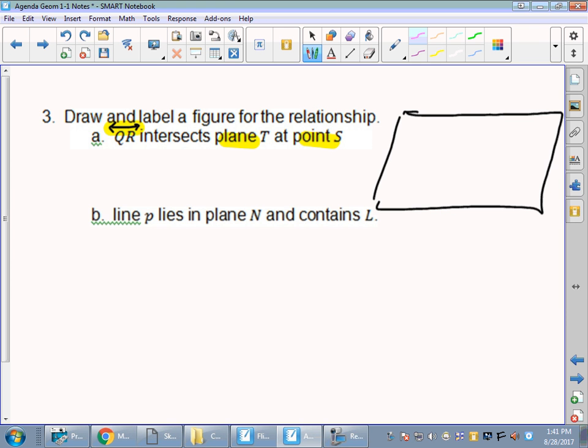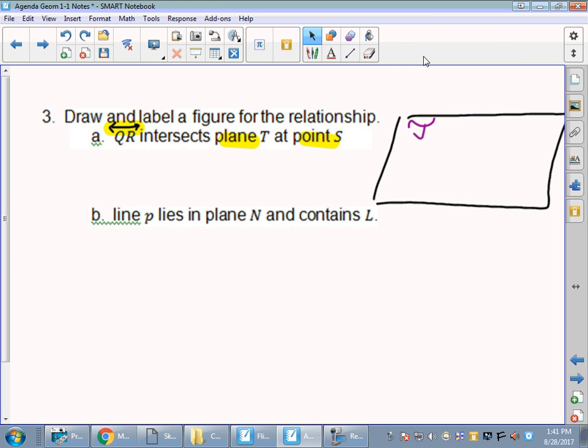Doesn't have to be fancy. I'm going to call it plane T, if I can ever get that up there because my board's so crazy today. And I'm going to make that capital T with some swirls so it looks kind of like a T. It's not a J, people. Don't even say it. All right. So now we know what is in or on plane T.